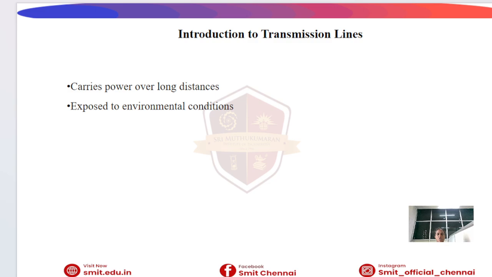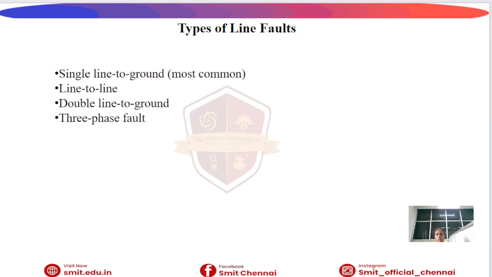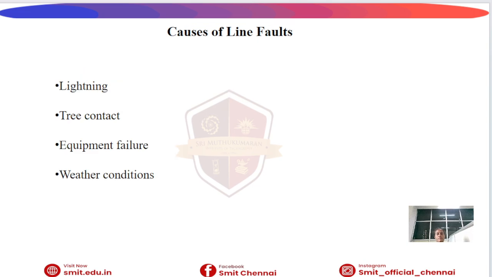Protection of transmission lines. Introduction: transmission lines carry power over long distances and are exposed to environmental conditions. Types of line faults: we have classified single line to ground fault, which is the most common fault, then line to line fault, double line to ground fault, and three phase faults. Causes of line faults: lightning, tree contact, equipment failure, and weather conditions.